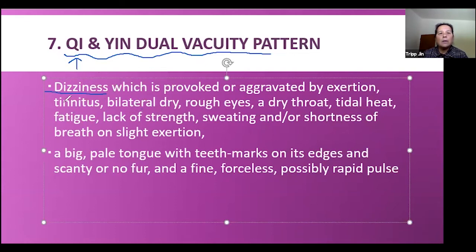And also maybe tinnitus, maybe dry eyes. Usually both eyes are dry. That's an internal disorder. If it were a local disorder, just one eye would be dry. And also dry mouth, so that's coming from yin deficiency. And there could be hot flushing and fatigue. Generally they feel weaker, and can have sweating and shortness of breath.